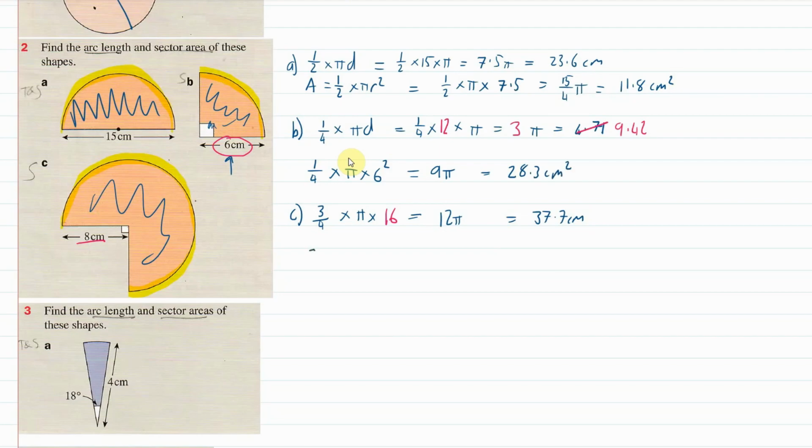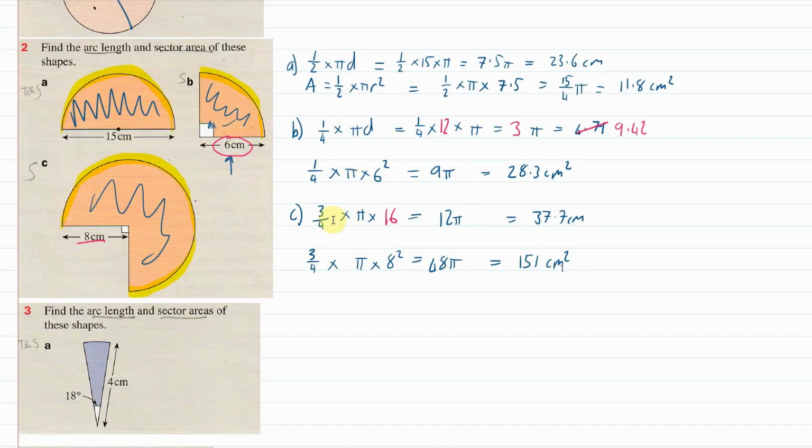The third is a 3/4 of a circle, so we're going to go 3/4 times pi times 8 squared. Now this gives us 48 pi, and if we chuck that into our calculators, we should have 151 to 3 significant figures. 151 centimeters squared to 3 significant figures.